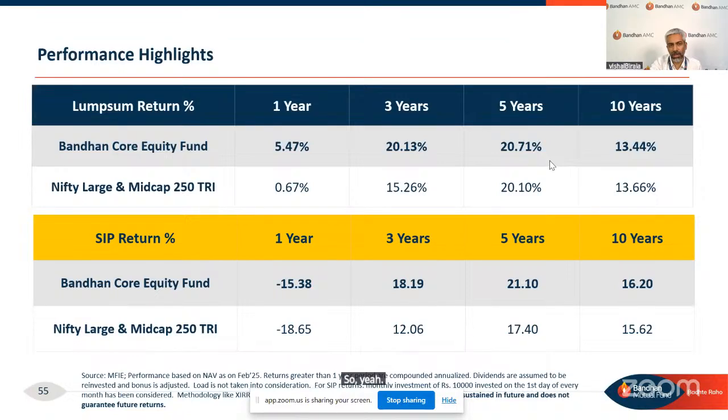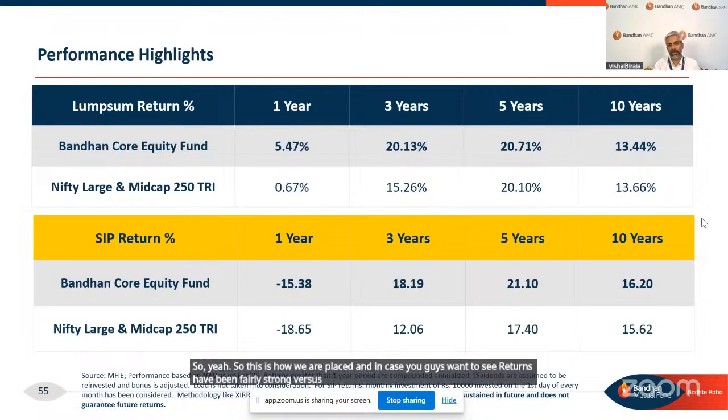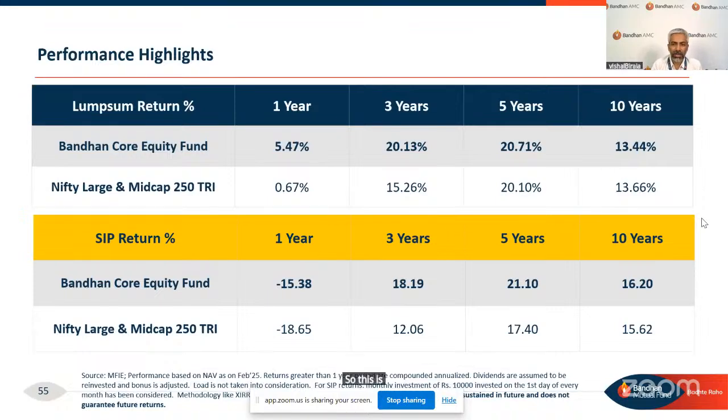So this is how we are placed. And in case you guys want to see, returns have been fairly strong versus the index. So this is where I would like to end, and I will open the floor for Q&A.